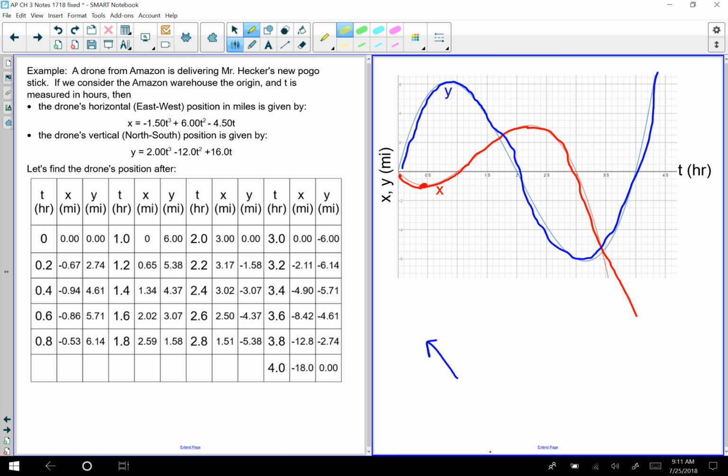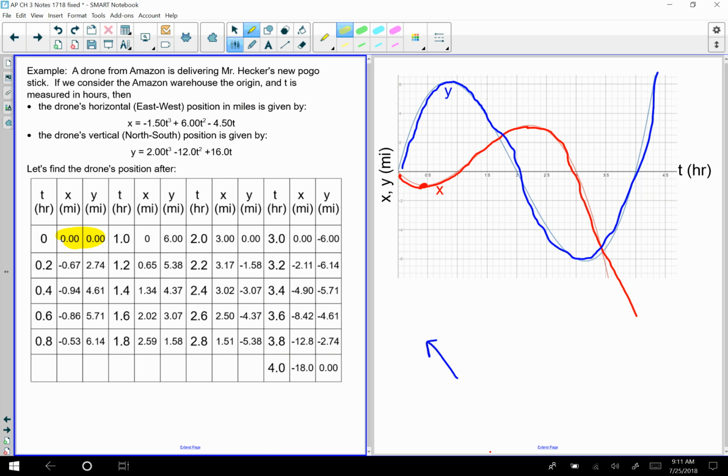Look at this. What we've got here is a whole bunch of xy coordinates, right? At time 0, that's an xy coordinate. My position is 0, 0. After 0.2 hours, my position is negative 0.67 in the x direction and 2.74 in the y direction. So we've got all of these xy coordinates, and they're spaced out by a difference of 0.2 hours, right? So I could just plot all of these xy coordinates. If you do that, here's what we get.